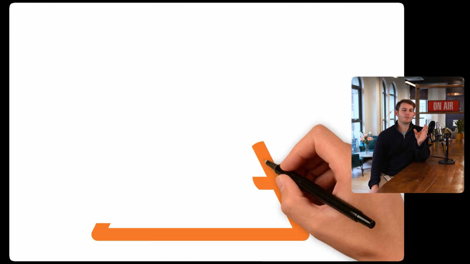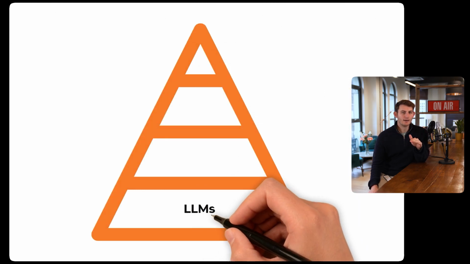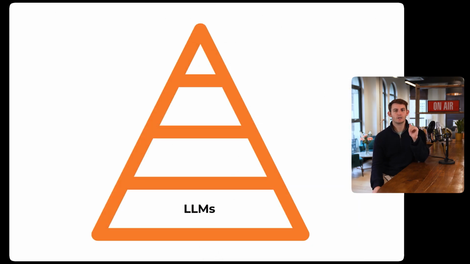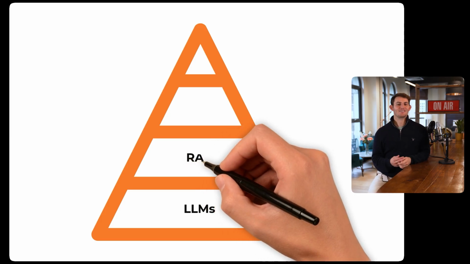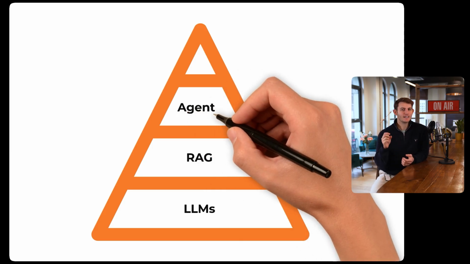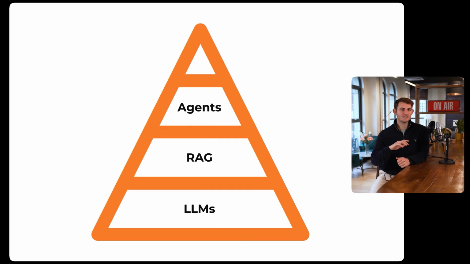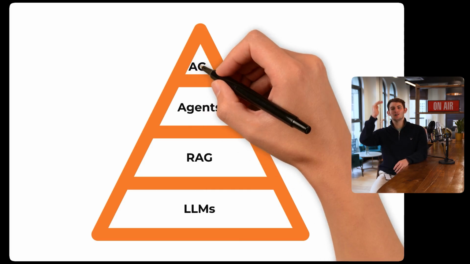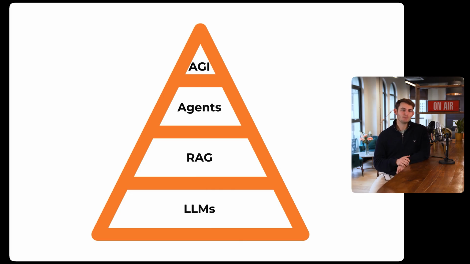So where does RAG fit in the AI stack? Think of it like a pyramid. At the bottom, you've got LLMs, models like GPT, Claude, Llama. They're powerful, but they don't know your business. Then comes RAG, Retrieval Augmented Generation, the bridge that lets them access your knowledge base. Above that are agents, systems that can plan, reason, and chain steps together. I bet you've heard of these before. And at the very top, people dream of AGI, models that reason like humans, but we're not there yet.